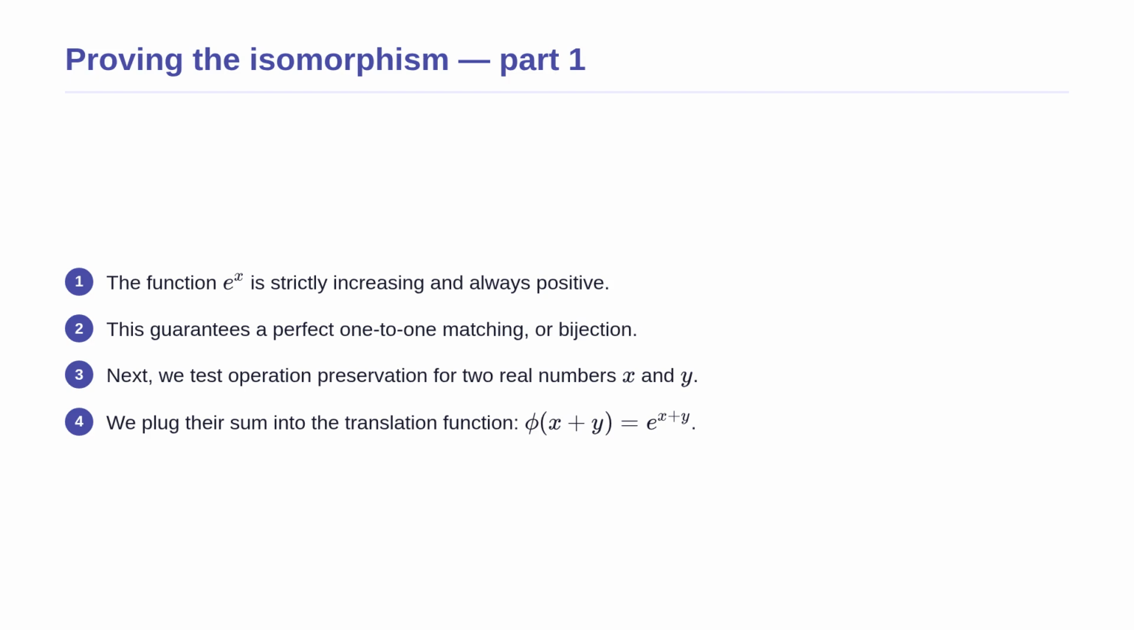Because this exponential function is always positive and strictly increasing, it perfectly matches every real number to a unique positive real number, satisfying our one-to-one requirement. Next, we test the operation preservation. We take two real numbers, x and y, and combine them using the first group's operation, which is addition. We then plug this combined sum into our translation function.